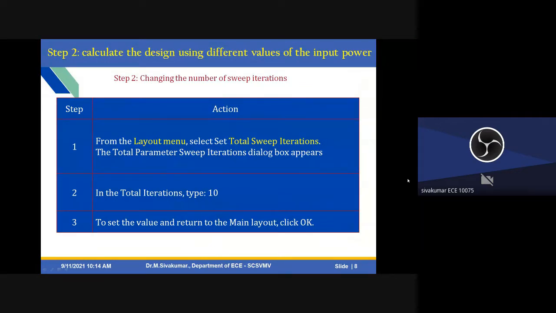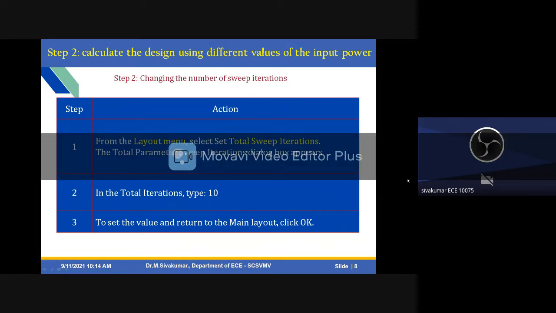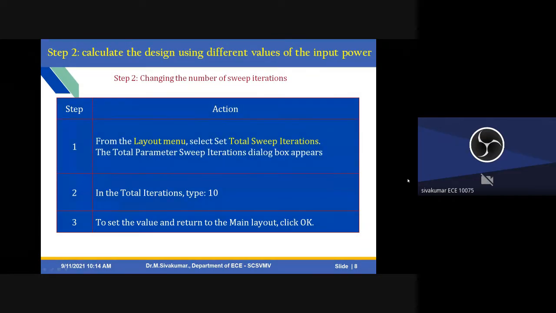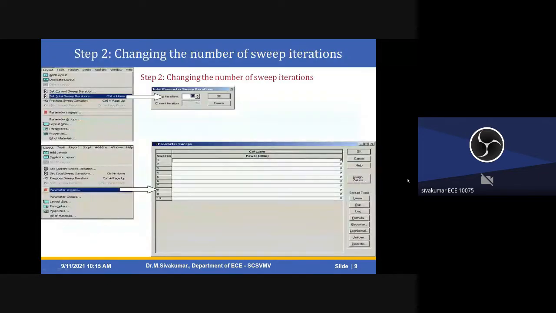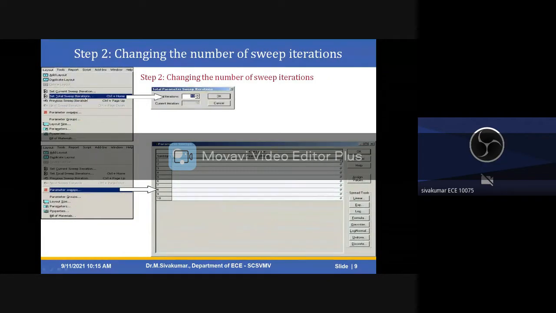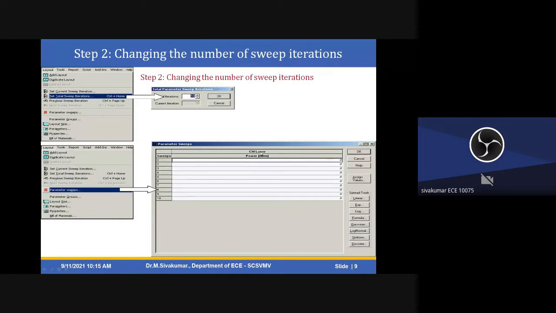Here select the layout menu in the OptiSystem main window. You select total sweep iterations. You select 10, okay, previous example is 10. Here in this example, you try with 20 iterations. Then click to set the value. Afterwards, return back to the main layout and click OK. In this main layout block, click set total sweep iterations. You select 10, then click parameter sweeps. Here you select CW laser and click linear. Here in this manner, linear.